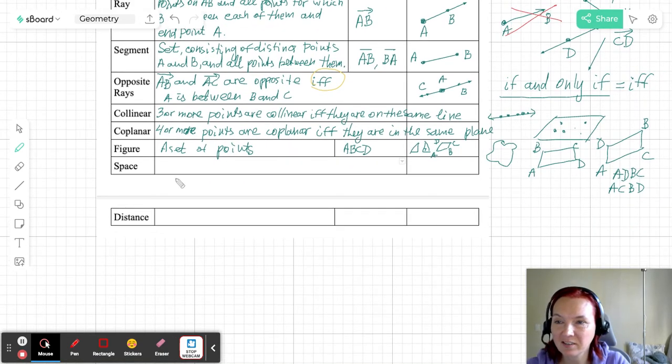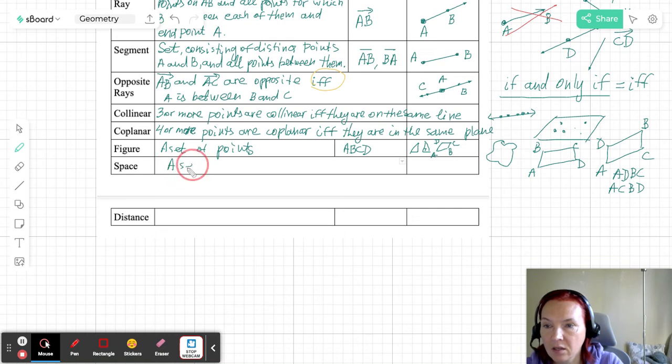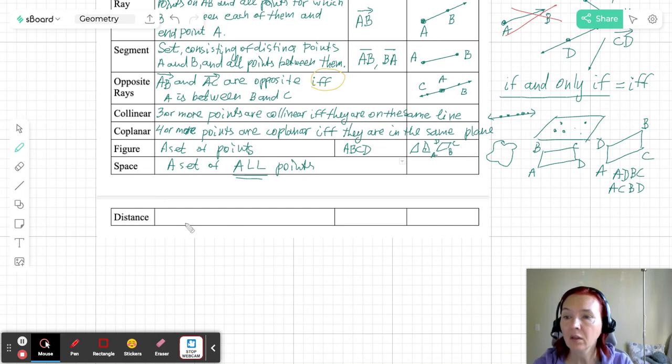Space is a set of points, but a set of all the points possible, all the points out there in the universe, right? It's your notebook, it's your pen, it's your computer, it's your table, it's you, it's all the trees around you. So everything makes up a space. There is no diagram for it. I mean, how can you draw a space? And the definition for it is a set of all points.